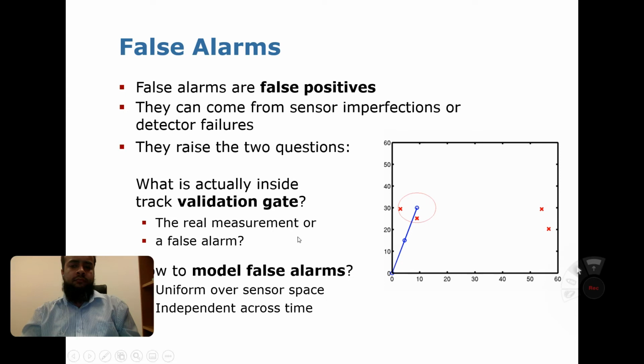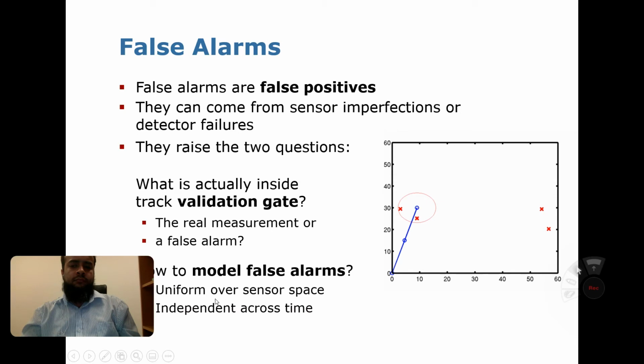So the track selects both measurements, but the track does not know which one is real and which one is false. As we discussed in the previous lecture, the validation gate selects a subset of measurements from the surveillance region, and the surveillance region has plenty of measurements. And here, how do we model the false alarms?